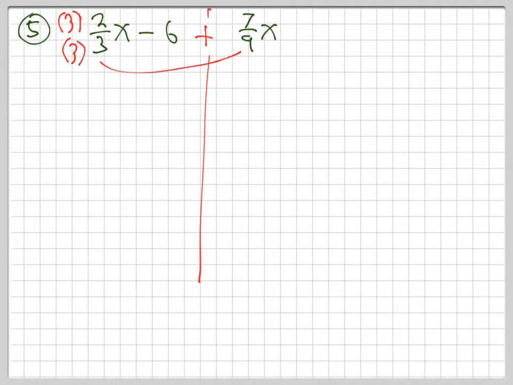So one more time. In math, we're always keeping the balance. And there are 2 ways to do that. Top, bottom, or left, right.